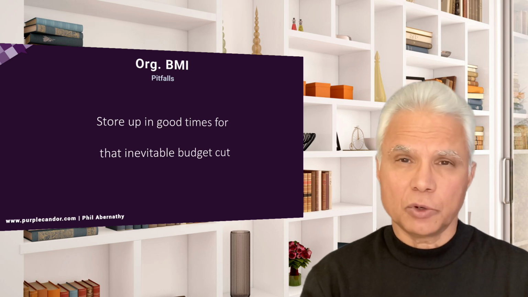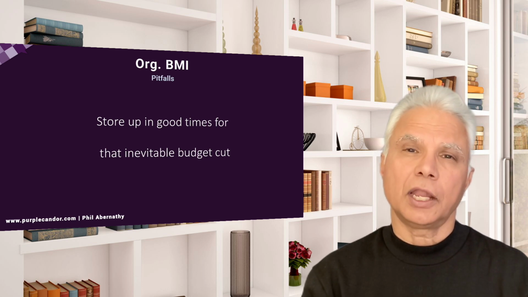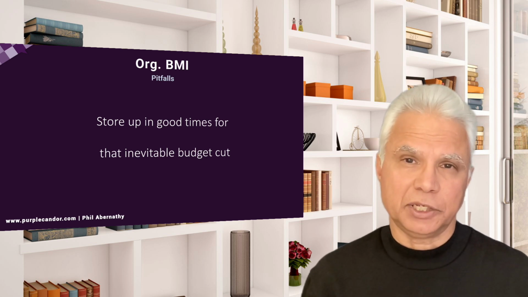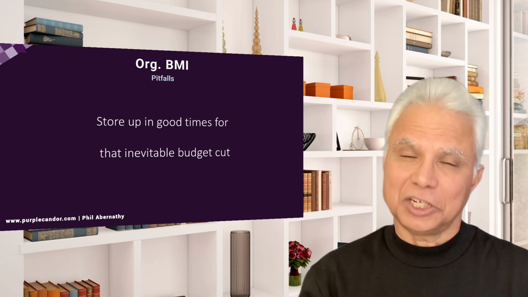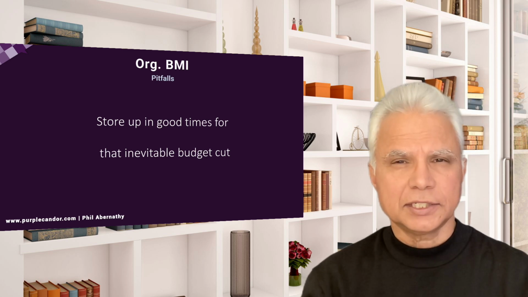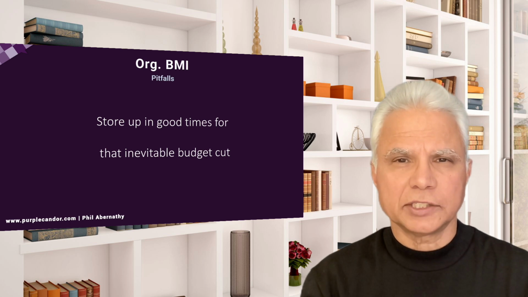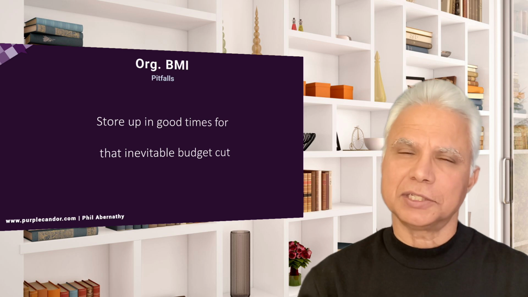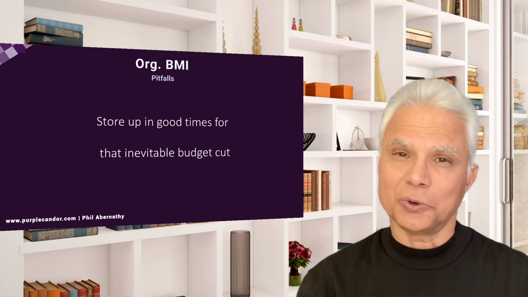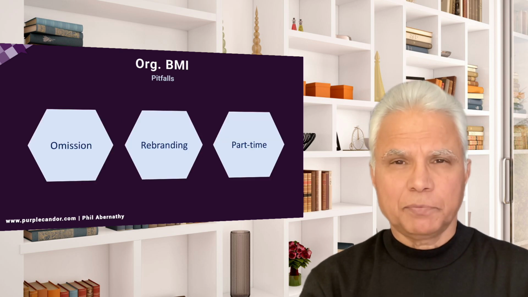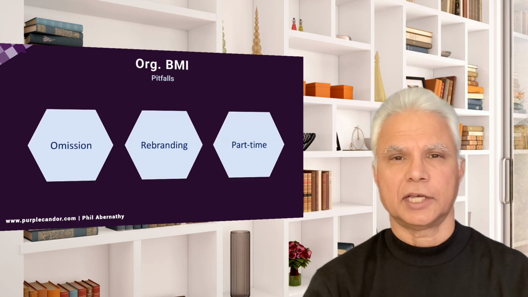Systems thinking has shown us that organizations are like living organisms, and like all living organisms and human beings, we store up fat in good times in preparation for those lean times. And the same thing happens quite often in organizations where leaders fatten up the org when money is easily available because they know that budget cuts are coming down the road. Here are 3 of the main pitfalls that I've seen in all the exercises that I've done.